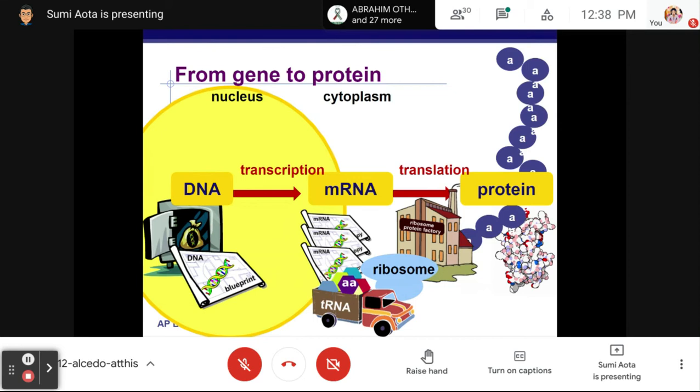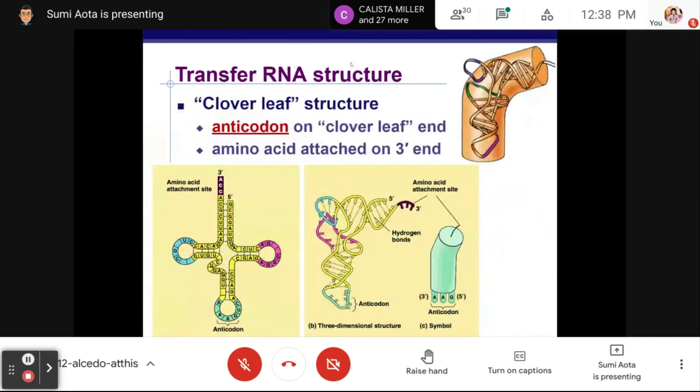The T in tRNA stands for transfer RNA, but you could just as easily call it the translation RNA, because what it literally does is it translates from the language of nucleic acids to the language of amino acids. Okay, so this is the translation device.